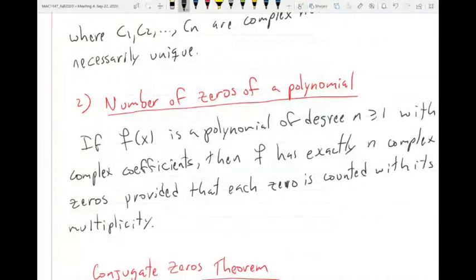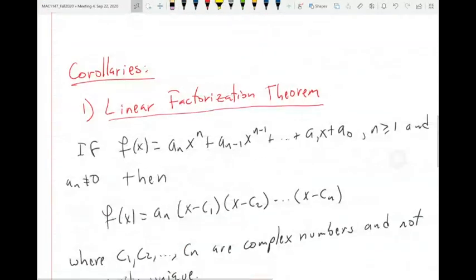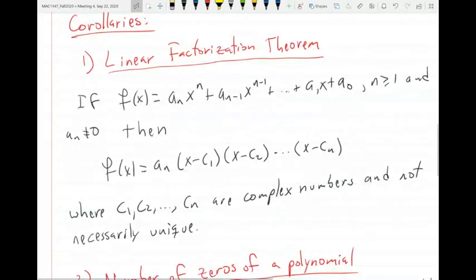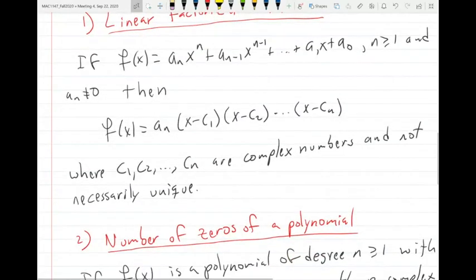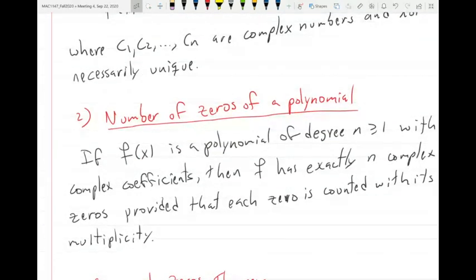Anyways, these two corollaries are direct consequences of the fundamental theorem of algebra. The factorization theorem guarantees that you can always factor over the complex numbers. You need to consider complex numbers. And also the number of zeros: every polynomial will have as many zeros as its degree. This is counting multiplicity and keeping in mind that they could be complex.